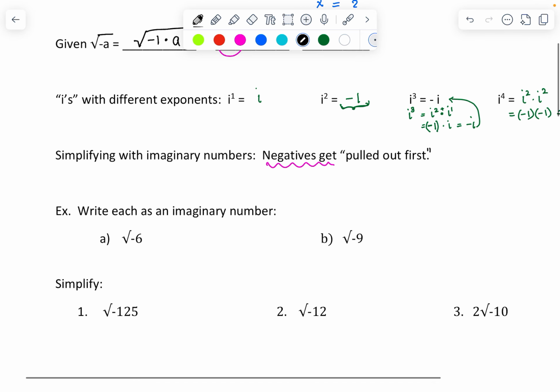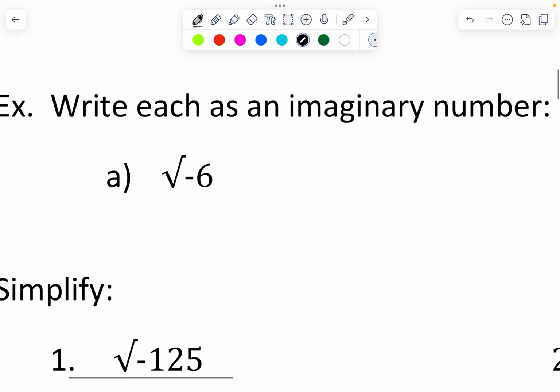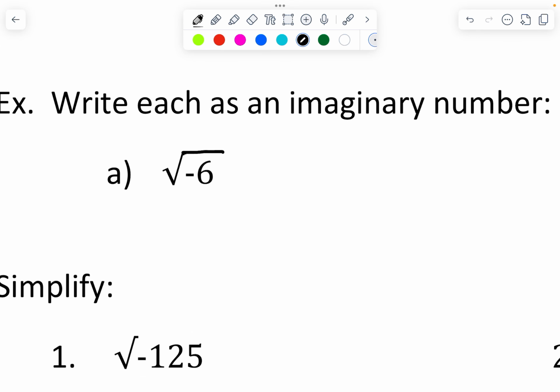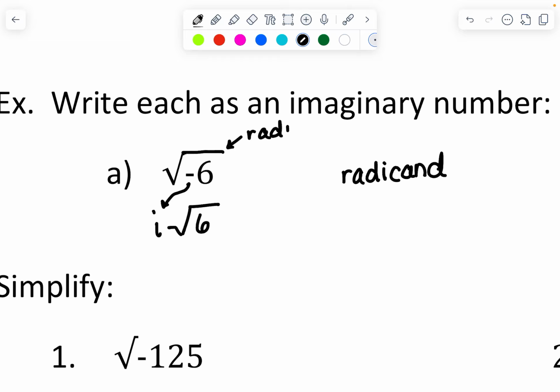Suppose we look at this example, writing each as an imaginary number. This is the square root of negative 6. I'm going to pull out that negative, call it an i, and I'm left with 6 as my radicand. The number under the radical is called a radicand. This is called a radical symbol, radical sign. And then whatever number is here in the index, there's an invisible 2 there, you just don't see it. That's called the index, okay?